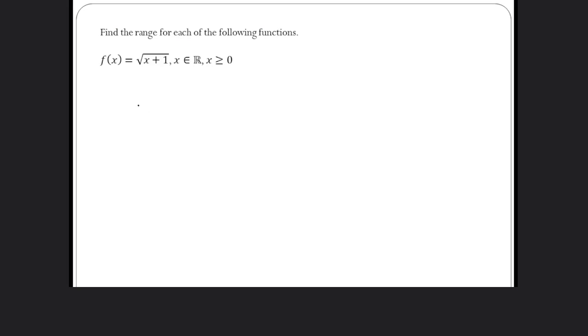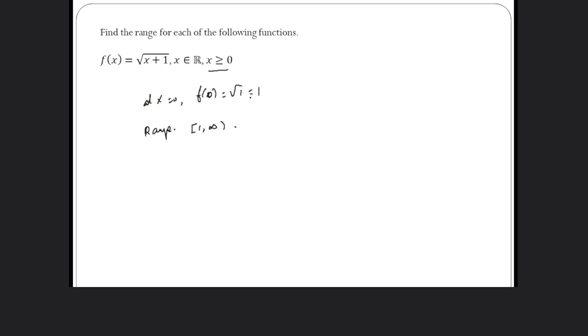Okay, then let's go to the next problem. f of x is equal to the square root of x plus 1. Then we have to find the range. We know that a square root function is defined only for x greater than or equal to 0. So for an easy way, at x equal to 0 we can find the f of x value. That is f of 0 equal to square root of 1, which is equal to 1. So all the values after 1 should be in the range.